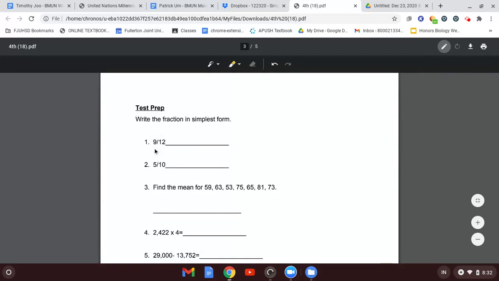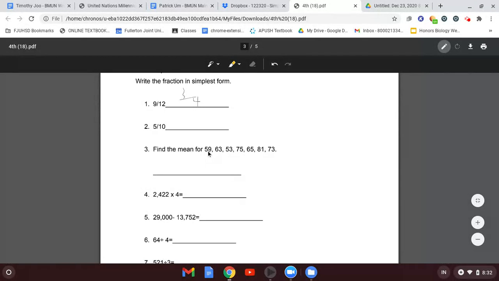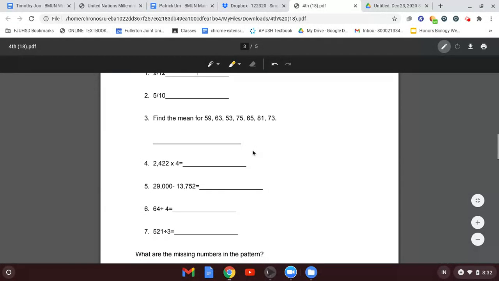And in order to write the fraction in simplified form, we need to find out whether the numbers on the bottom and the top have a common factor. For this one, for example, it would be 3. You can divide by 3 on both the top and bottom, and then you get 3 over 4. In order to find the mean, you would add all these numbers up and divide by how many numbers there are. So you add 59 plus 63 plus 53, etc., and divide by 1, 2, 3, 4, 5, 6, 7, so over 7.